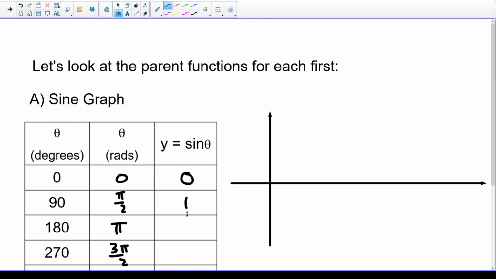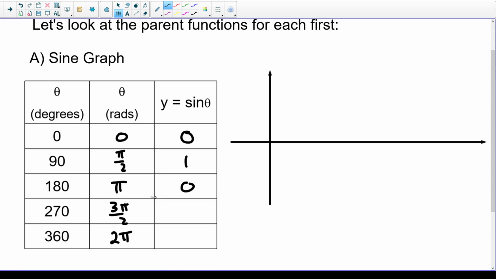At 180, if you can visualize that, that's at the same height as 0, which is 0. 270 is at the 6 o'clock point on a clock. That is at a maximum negative height of -1. And then at 360, we're back at 0, which is 0.